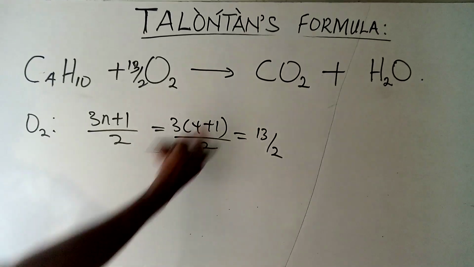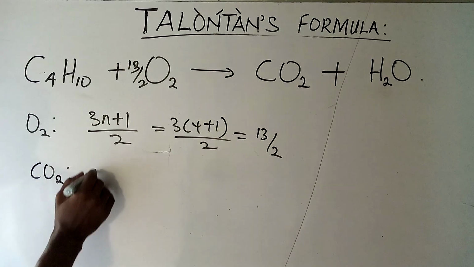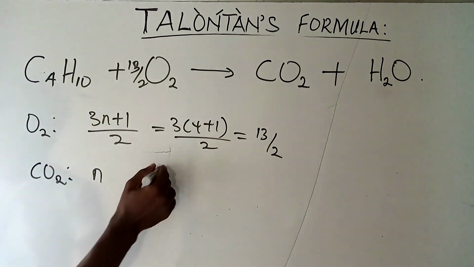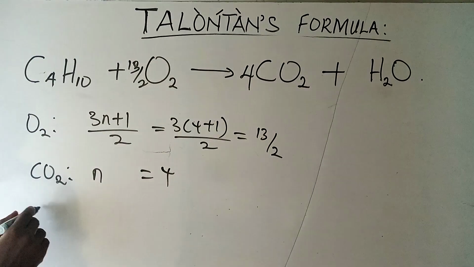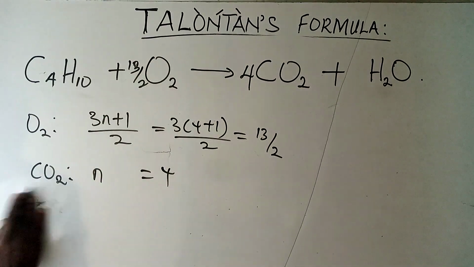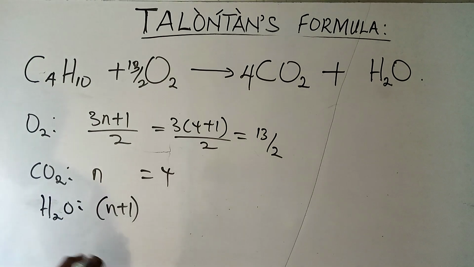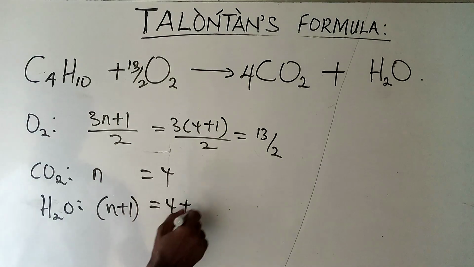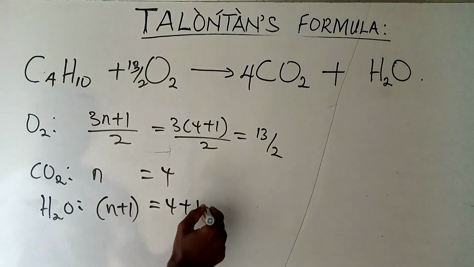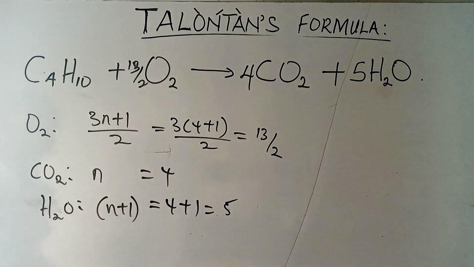For carbon(IV) oxide, the coefficient is n in my formula. So that means n is 4. I'll just put 4 here. For water, the coefficient is n+1. So definitely I will just say 4 plus 1 because n is 4. That will be 5, and you just put 5. So you have balanced the equation.